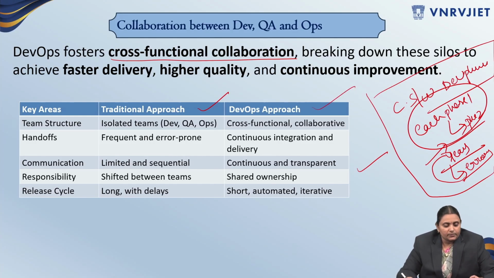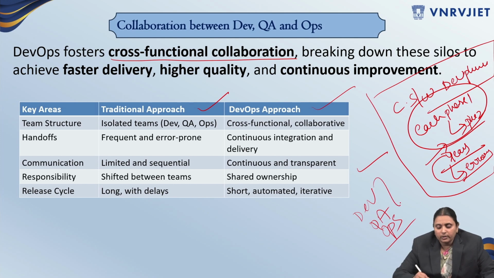If you observe the traditional approach, the teams are isolated, meaning the development team is separate, the quality assurance team is separate, and the operations team is separate. But coming to DevOps, it is a cross-functional approach. That means all the teams come together to develop quality software. It will always be collaborative work, with all teams working together to produce quality software.